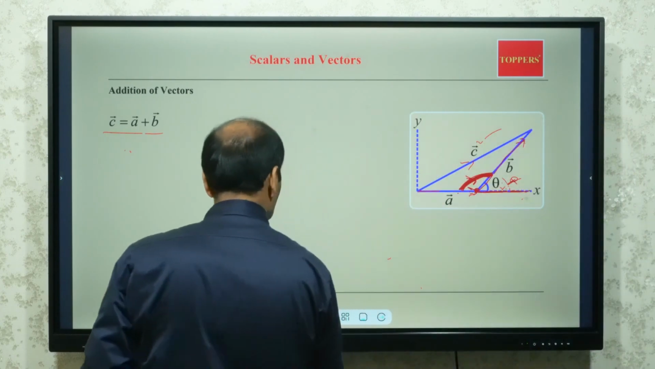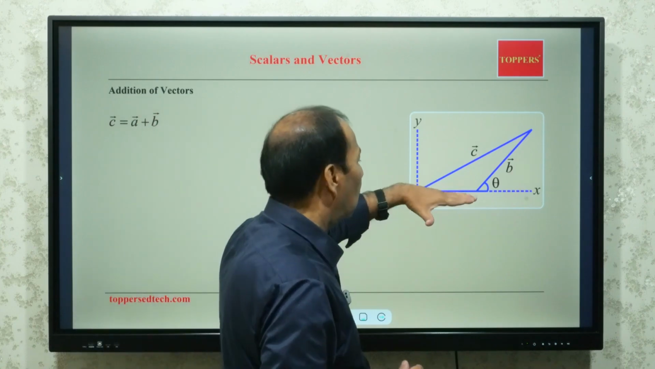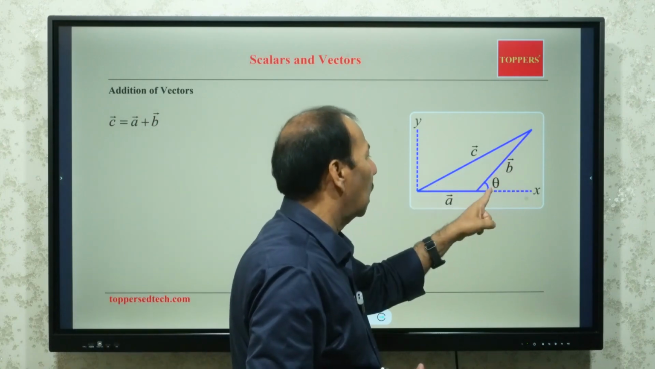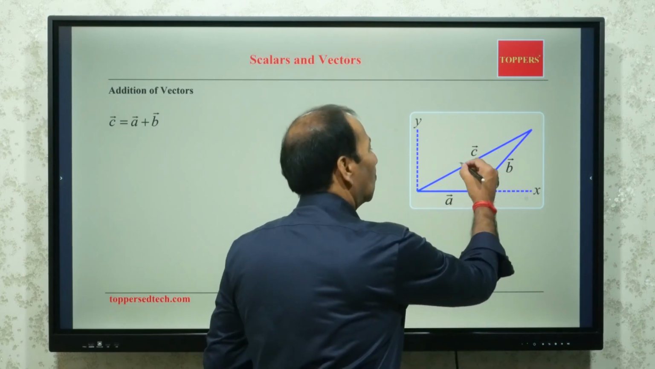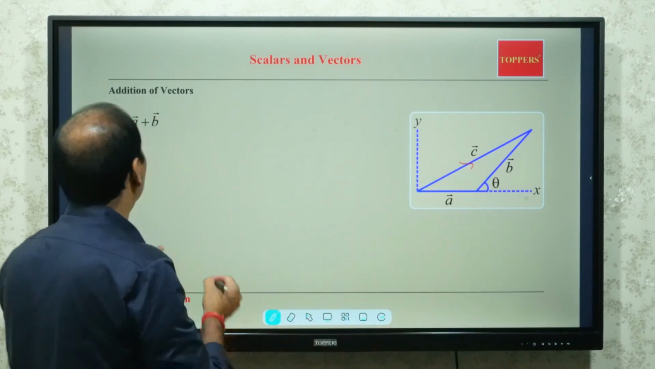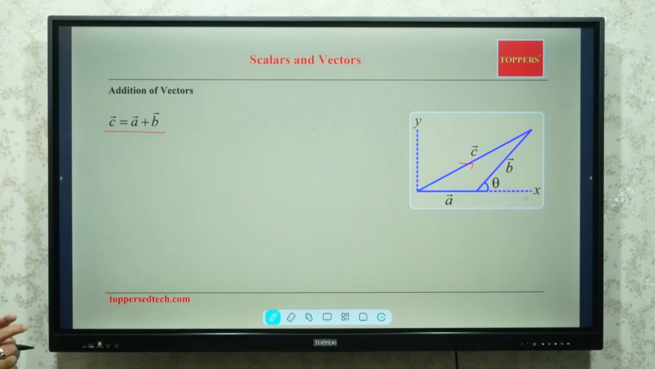Now vector A is here, vector B is here. This angle is theta between A and B. Now we have this resultant vector, this C. So let us calculate. We have this vector equation: vector C is equal to vector A plus B.